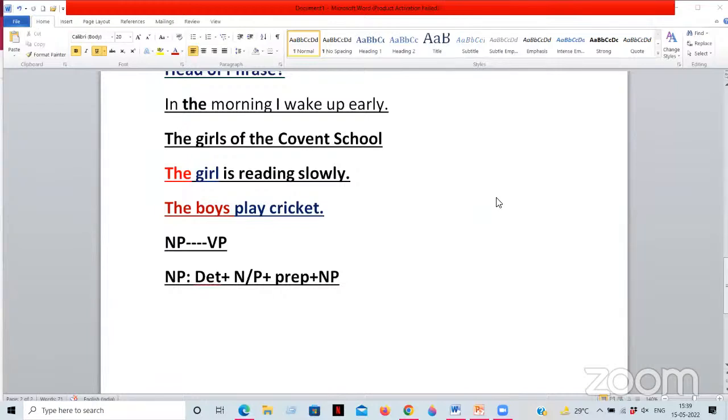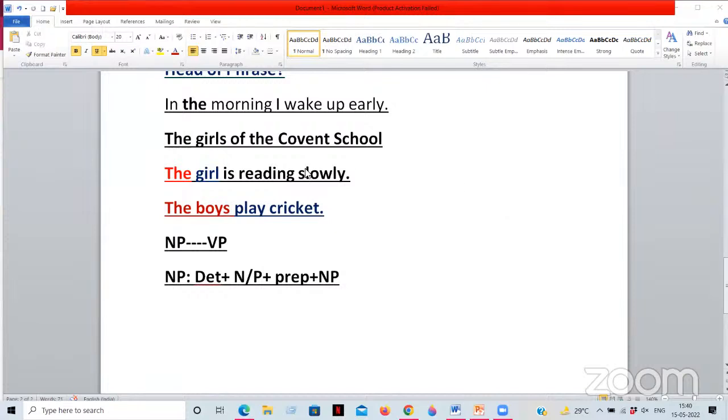When a phrase talks about a noun, it is a noun phrase. When a phrase talks about a verb, that is a verb phrase. Now, if we divide a sentence into two things, one is noun phrase and one is verb phrase. The noun phrase ends when the verb begins, and the verb phrase begins with the verb.